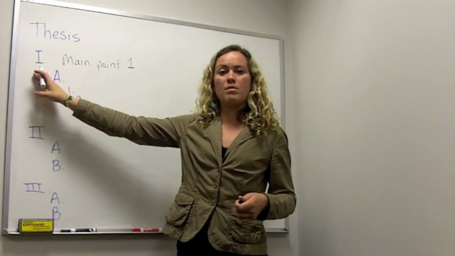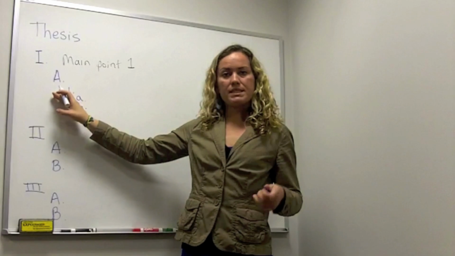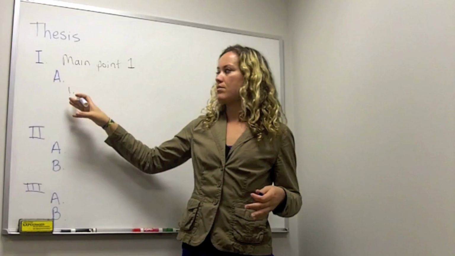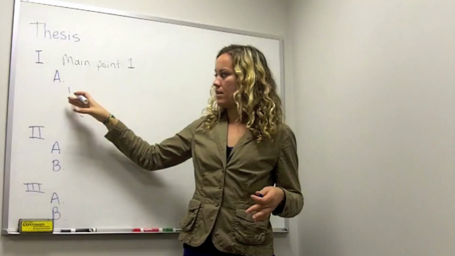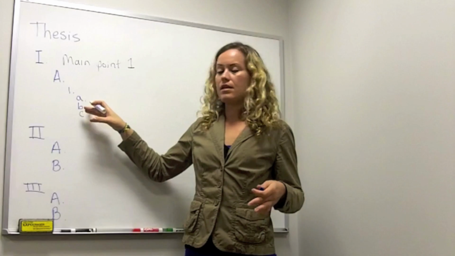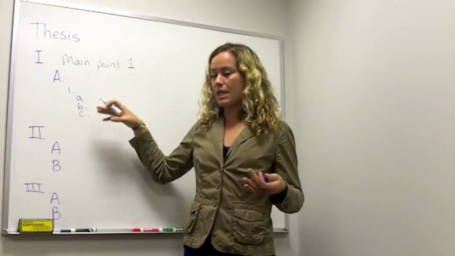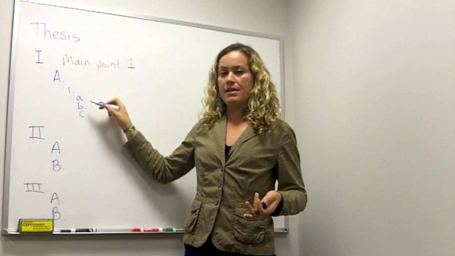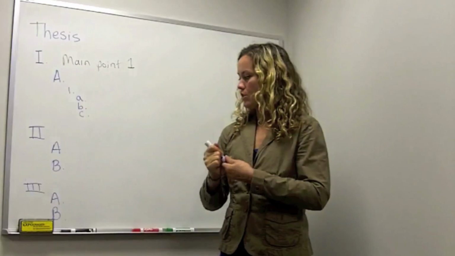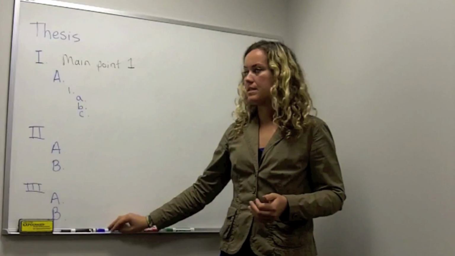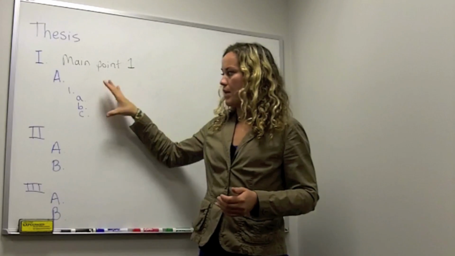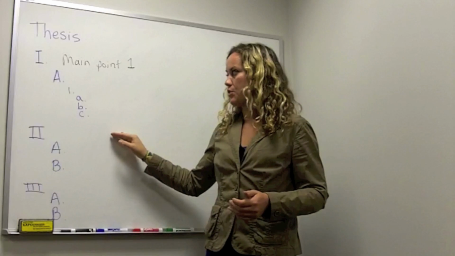So main point in a Roman numeral, supporting points in a capital letter, supporting point for that supporting point in regular number, so Arabic number, and a supporting detail, fact, example, etc. for that in a lowercase letter, right? So you could go on and on with details and supporting evidence, but we're going to stop there. But you can make as many as you need to.